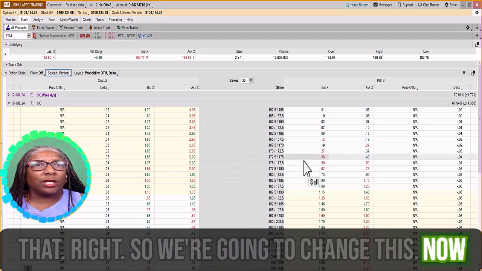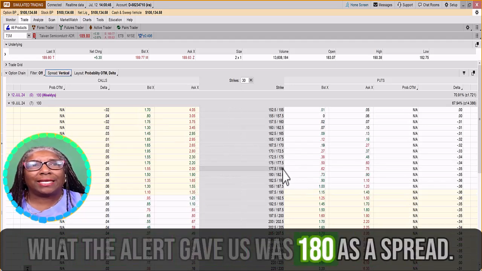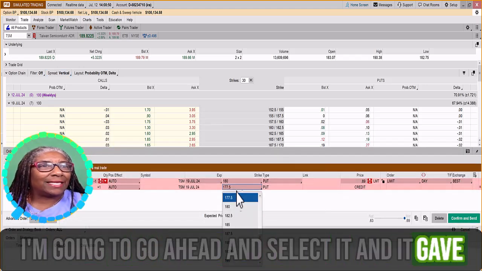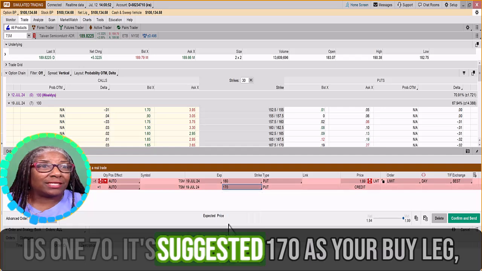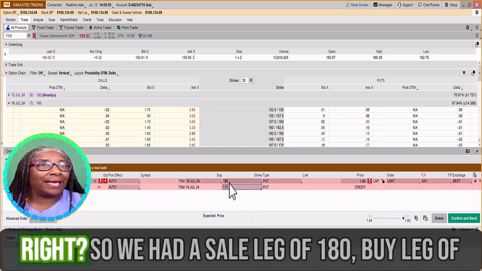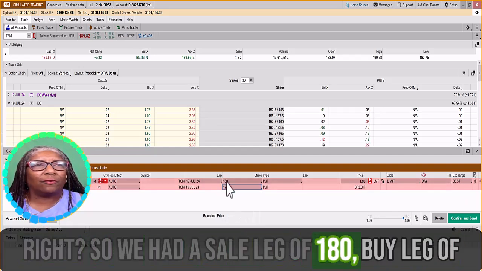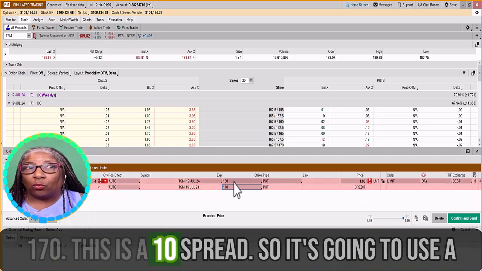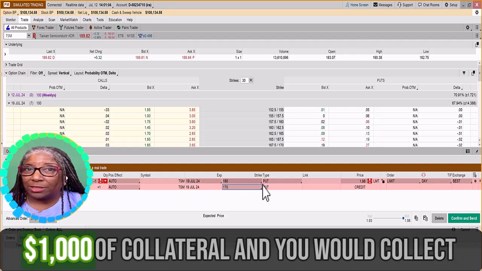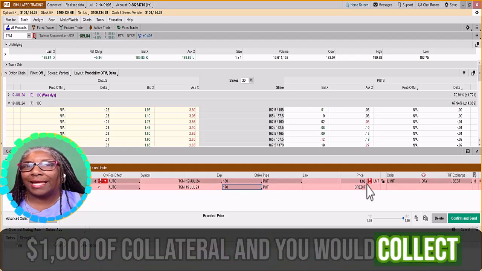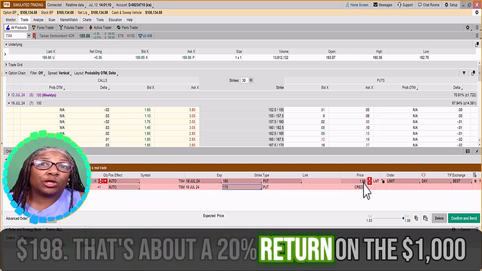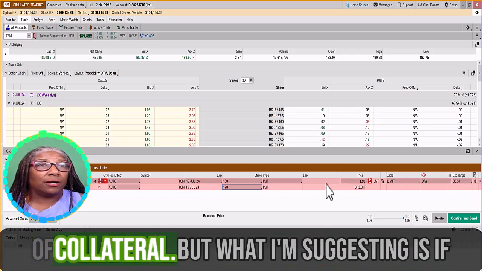Now, what the alert gave us was 180 as a spread. I'm going to go ahead and select it, and it gave us 170. It suggested 170 as your buy leg, right? So we had a sell leg of 180, buy leg of 170. This is a 10 spread, so it's going to use $1,000 of collateral, and you would collect $198. Right, that's about a 20% return on the $1,000 of collateral.